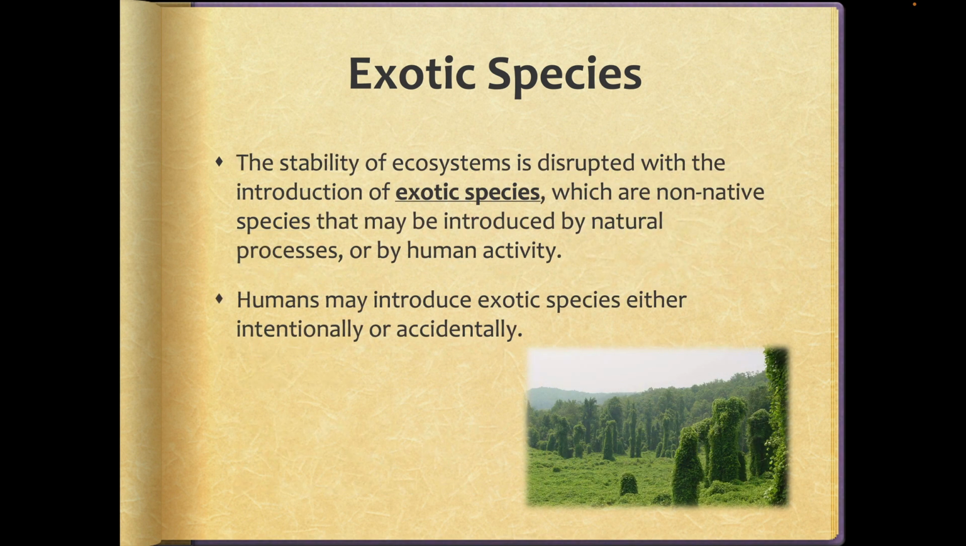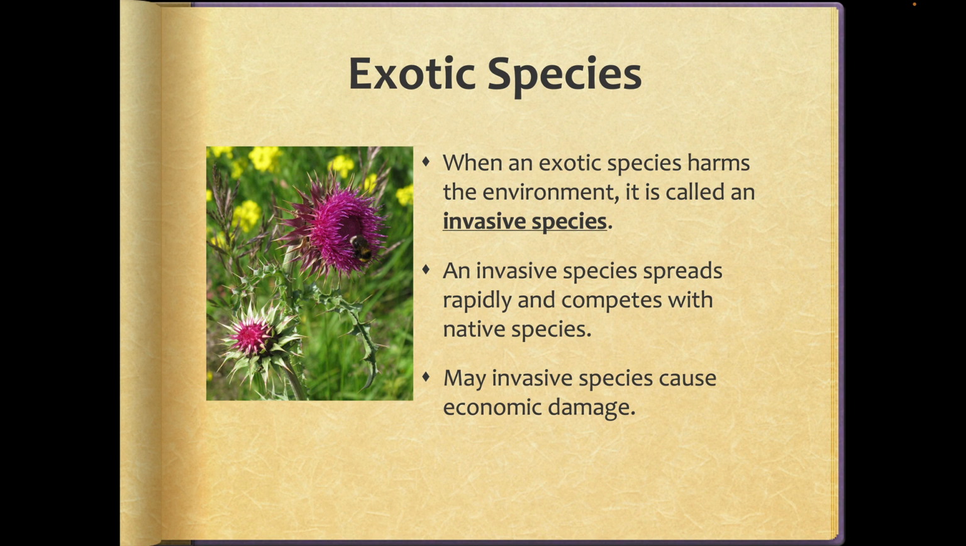The stability of ecosystems is disturbed when an exotic species, which is a non-native species, is introduced by natural process or by human activity. Humans may introduce exotic species either intentionally or accidentally. When an exotic species harms the environment, it's then called an invasive species. An invasive species spreads rapidly and competes with the native species. Many invasive species cause economic damage.